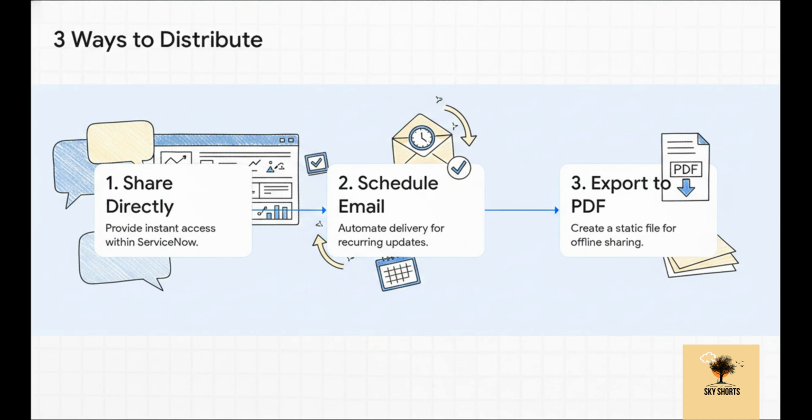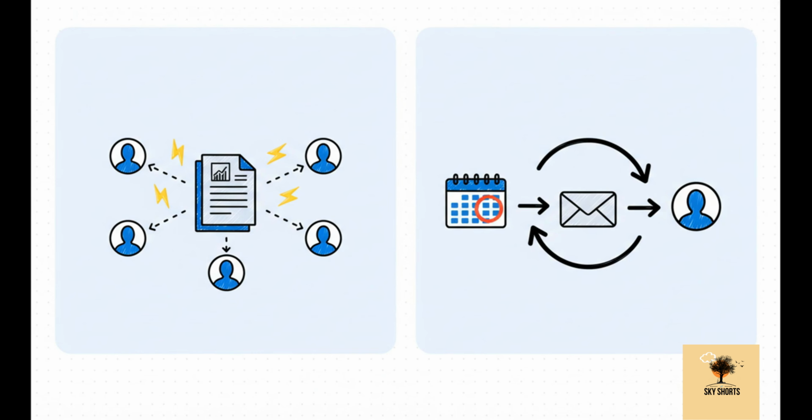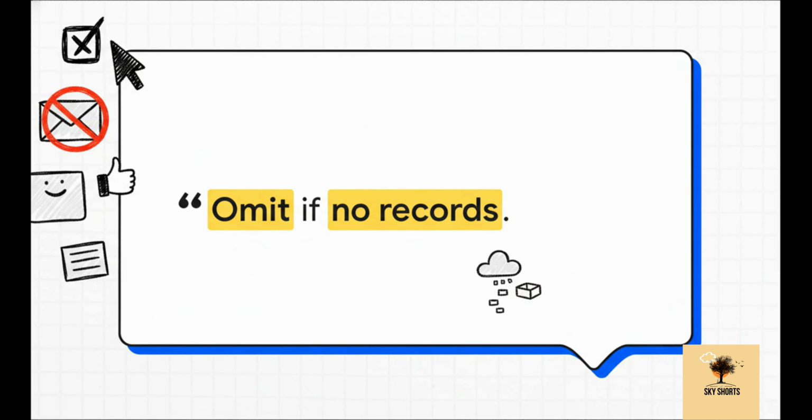So, you've got 3 main ways to get your report out there. You can share it directly for live, on-demand access right inside ServiceNow. You can schedule it to be emailed automatically for recurring updates, or you can export it as a static PDF for offline sharing. So when do you use which one? Well, sharing is for now. It gives the user or a group immediate access to the live report. Scheduling, on the other hand, is for routine. It's for that manager who needs the weekly user count delivered to their inbox every single Monday at 9 a.m. like clockwork.